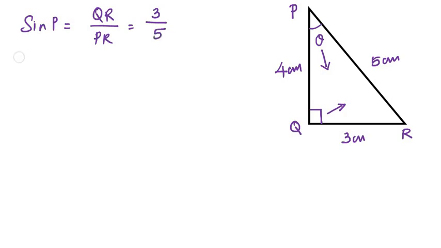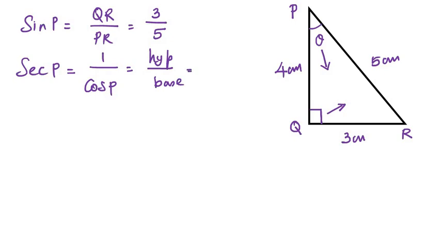Okay, now we are going to find secant P. Secant P is the reciprocal value of cos P. Okay, the ratio for cos theta is base by hypotenuse. So for secant P, hypotenuse by base. Okay, the value of hypotenuse is 5 centimeter and base means adjacent to theta. Okay, so which is 4. Therefore secant P is equal to 5 by 4.